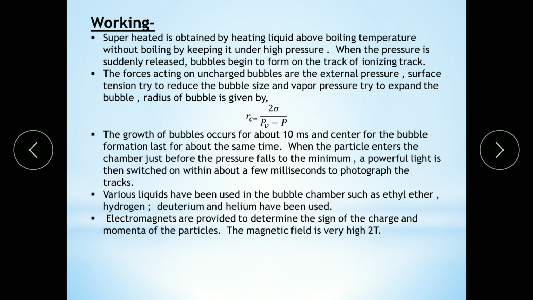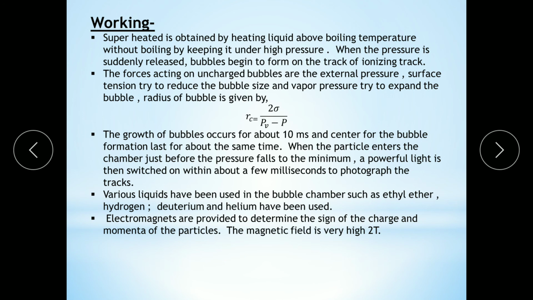When the particle enters the chamber just before the pressure falls to the minimum, a powerful light is then switched on within a few milliseconds to photograph the track. It means that for taking the photograph, first, when the particles enter the chamber, we drop the pressure to the minimum, and after that the powerful light is switched on. Keeping the pressure at the minimum, we take the photograph of the tracks.